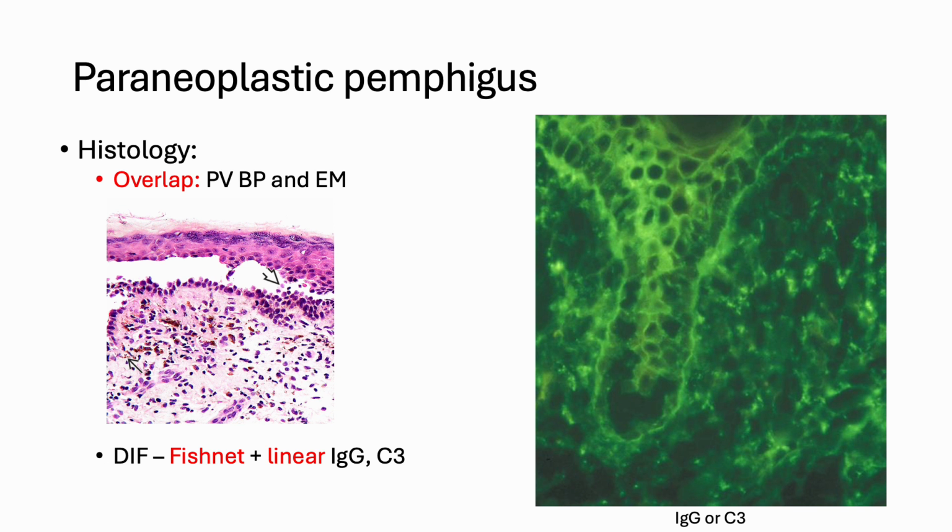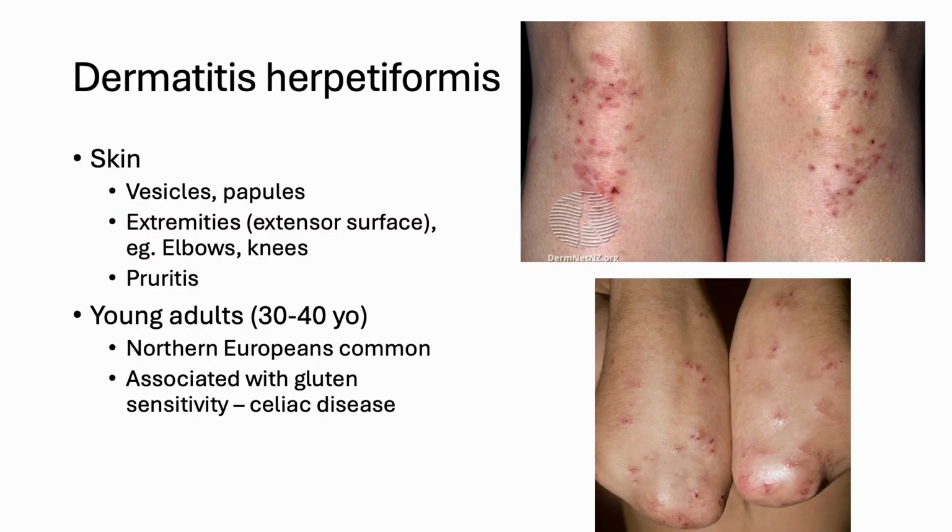Why is there an EM? That is because the mixed autoantibodies will recruit all the lymphocytes to come here, and the lymphocytes will generate a band-like infiltrate to resemble the erythema multiforme. Okay, we have finished that crossover of BP, PV, and EM.